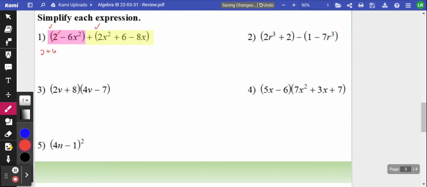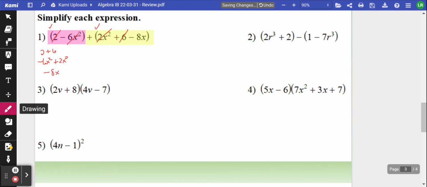2 and 6 go together. Negative 6x squared and 2x squared go together. And then I can't forget about the negative 8x. So I would have x squared first. That'd be negative 4x squared. Remember, when we add, we don't mess with exponents. Minus 8x plus 8.